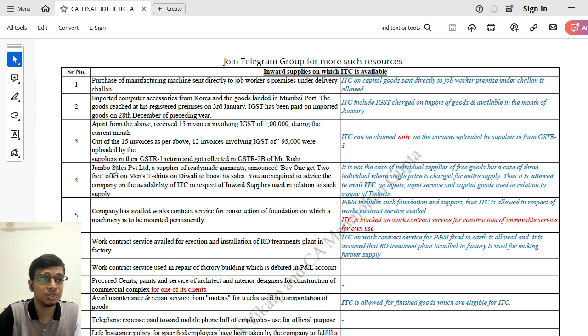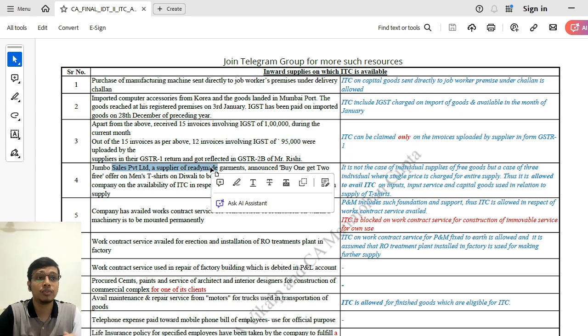Next, Jumbo Sales Private Limited, supplier of ready-made garments, announced buy one get two free on men's T-shirts. The main confusion here is that it is buy one get two, so can we claim ITC on the two that are free as well? So yes, we can claim ITC on the whole buy one get two supply, because buy one get two, three T-shirts, is a combined supply for a single price, so ITC can be claimed for all the T-shirts.